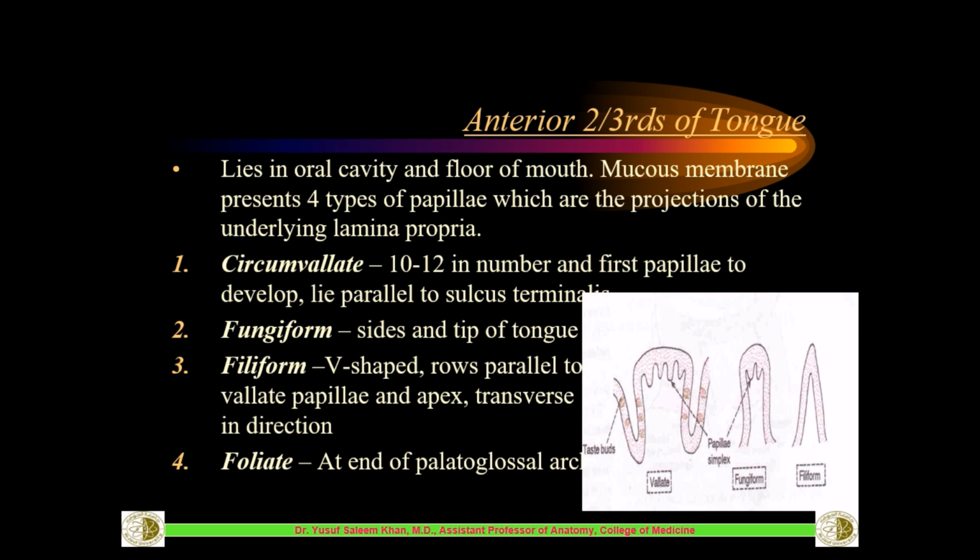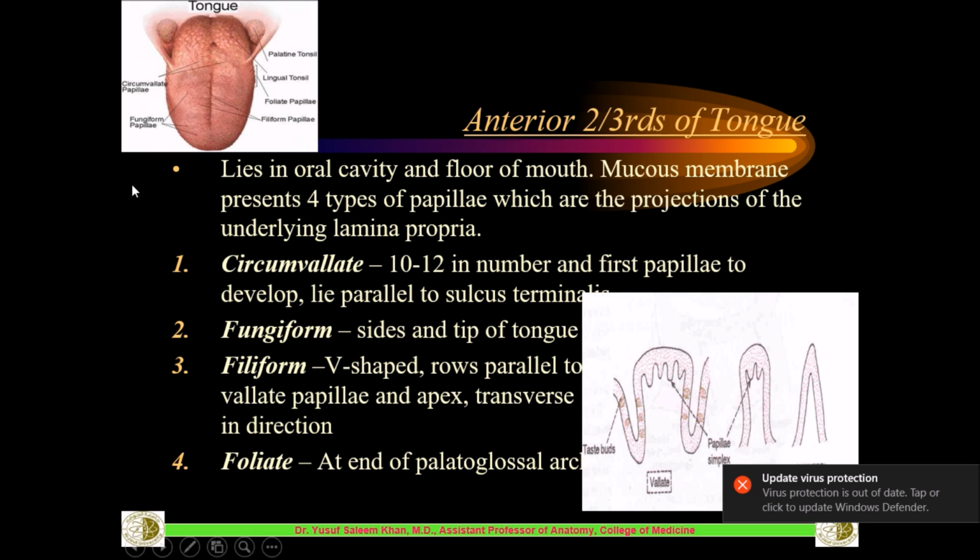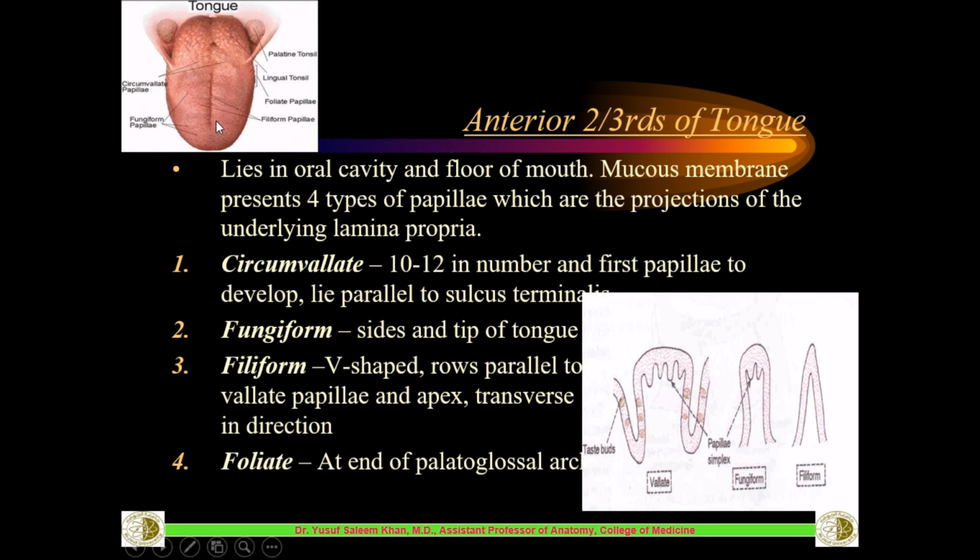Now we'll discuss the structure of the anterior 2/3 of the tongue, which is mainly present in the oral cavity. So this is the anterior 2/3 of the tongue, and it lies in the oral cavity and forms the floor of the mouth. It is covered by mucous membrane and presents four different types of papillae, which are projections of the underlying lamina propria. If you can see here, it is not smooth, but gives elevations. These are called papillae, and they are of four different types.